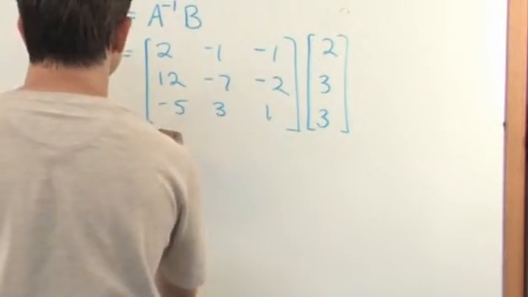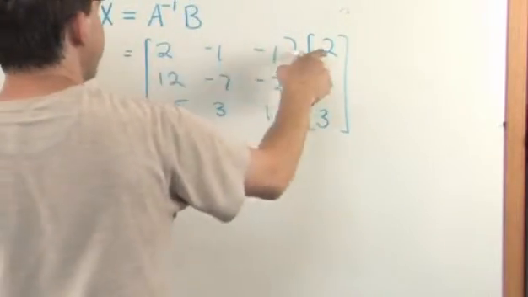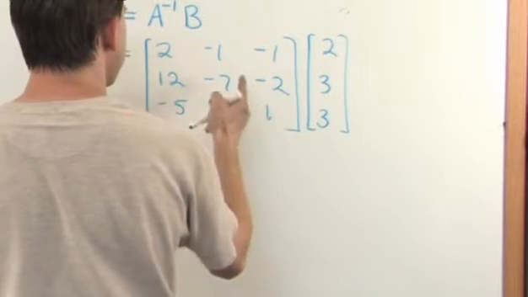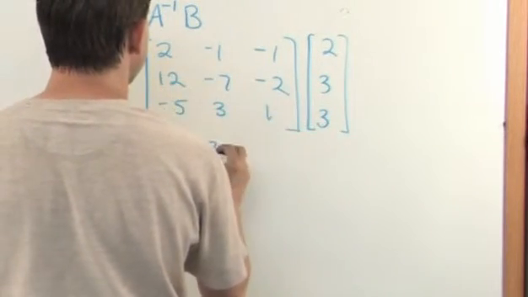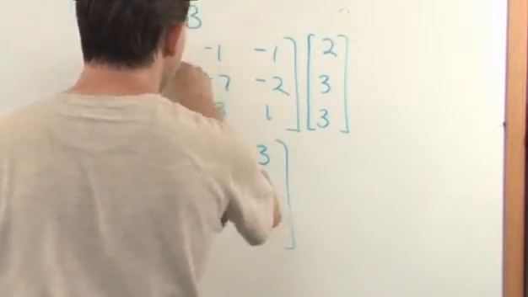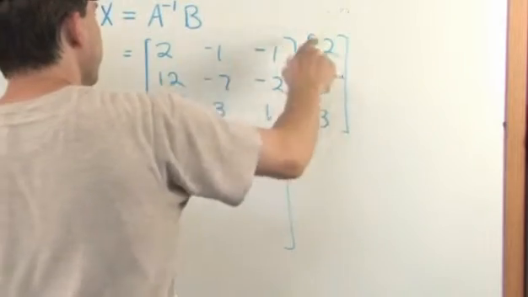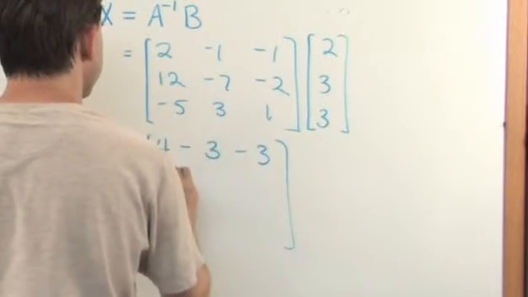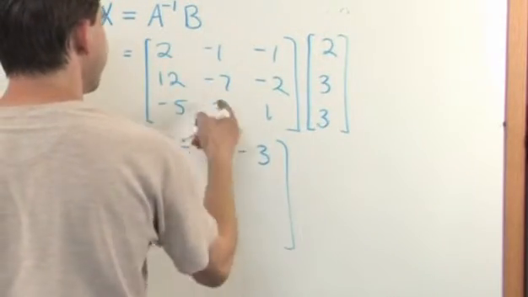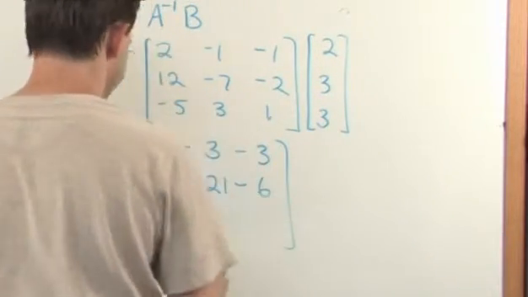So let's do that. Okay, over and down, over and down. So let's do it. 2 times 2 gives us 4, plus negative 1 times 3 is negative 3, plus negative 1 times negative 3 is negative 3. Over and down, we've done that for every element. Now let's go to the next row. Over and down. 12 times 2 is 24. Minus 7 times 3 is 21. Minus 2 times 3 is 6.